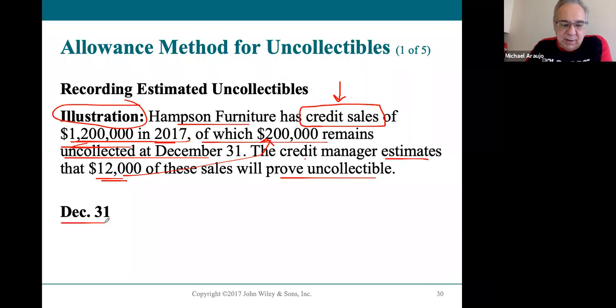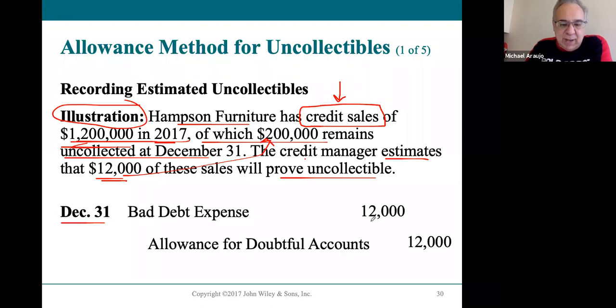It's the end of the year. We got to have our bad debt. So let's do it. Bad debt expense will be debited for $12,000 because that's the estimate. And that's the amount that's put into the allowance for doubtful accounts. Again, on the credit side, because it's a contra asset.